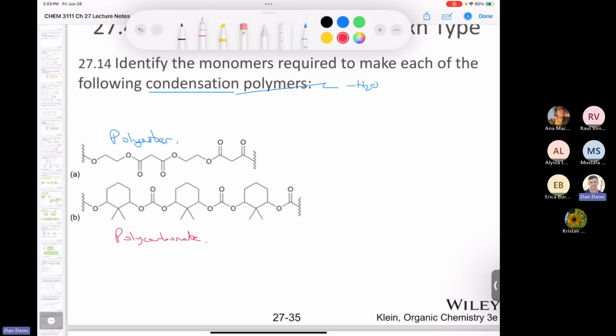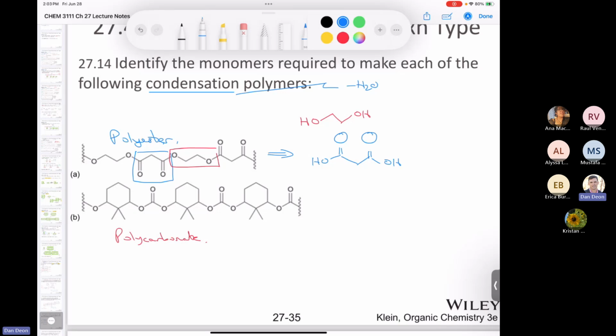Okay, so for the polyester, we do the polyester first. You can see the dicarboxylic acid is going to come from this part here. So this is malonic acid. And then your diol is going to come from this portion here. So if we draw the diol, you can see that it's ethylene glycol. And the acid is going to be, oops, let me draw it like this. The acid is going to be malonic acid. And there you have it. Those are the two monomers.